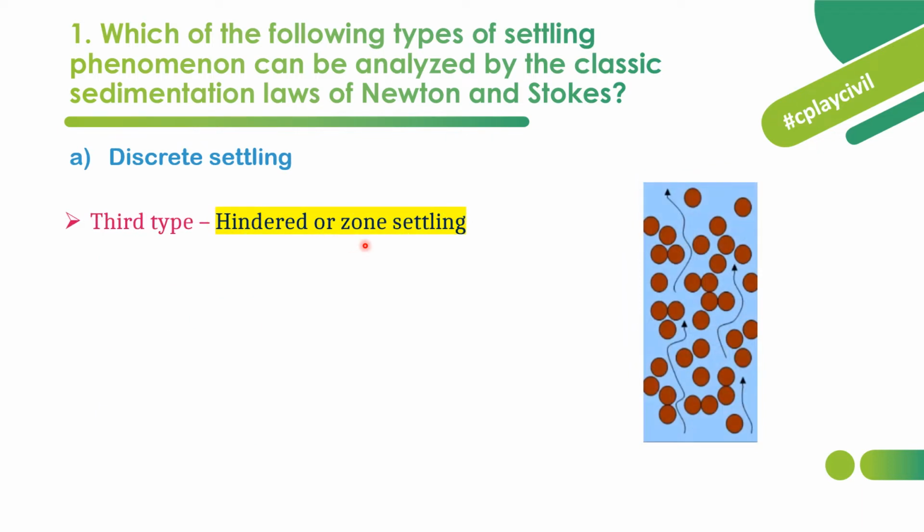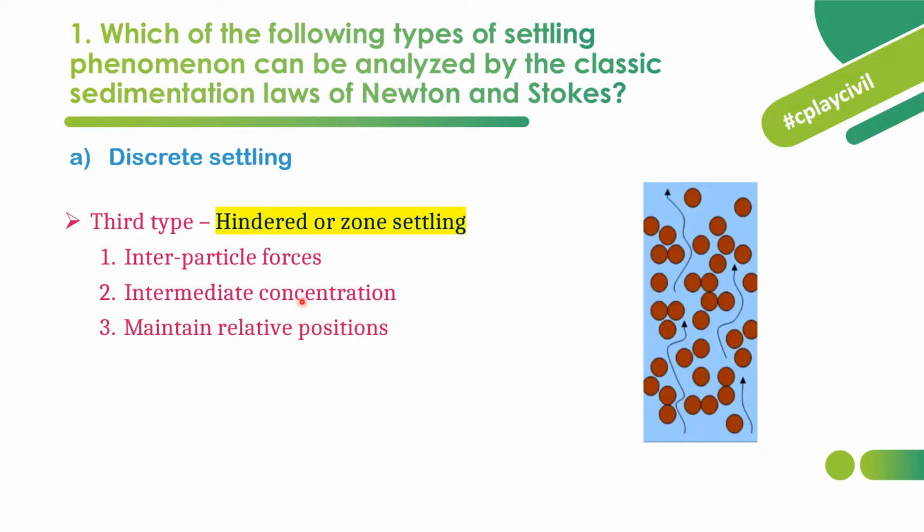And the third type is hindered or zone settling. There will be interparticle forces, that is force between the particles, and the concentration will be intermediate between the first type and second type, and it will maintain the relative positions. So relative positions between the particles will be maintained during hindered or zone settling. The whole mass settles as one unit or zone. This is unlike flocculent settling.